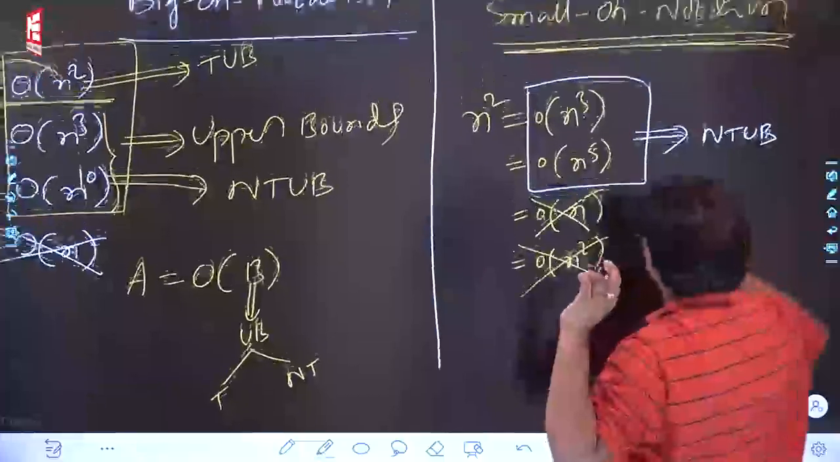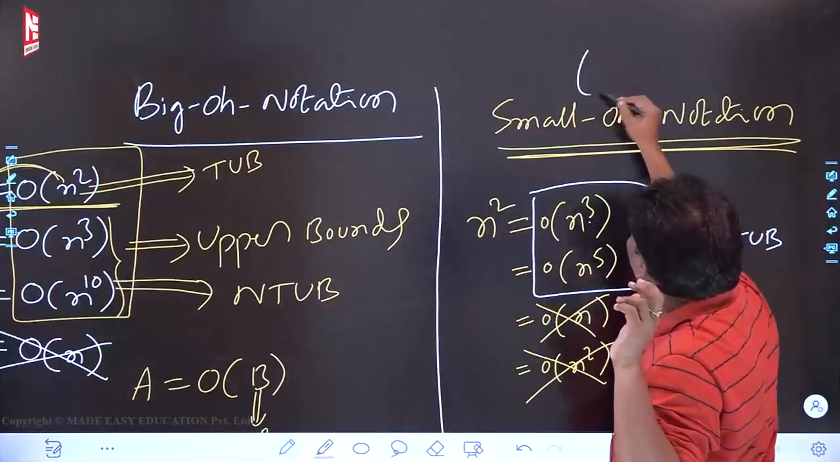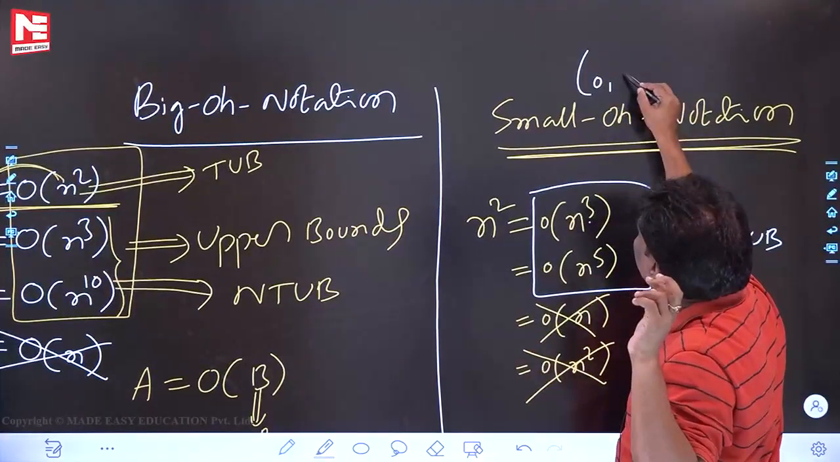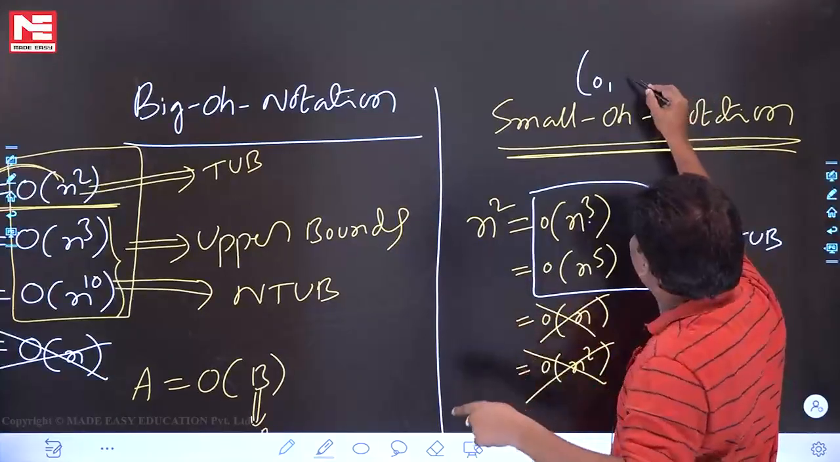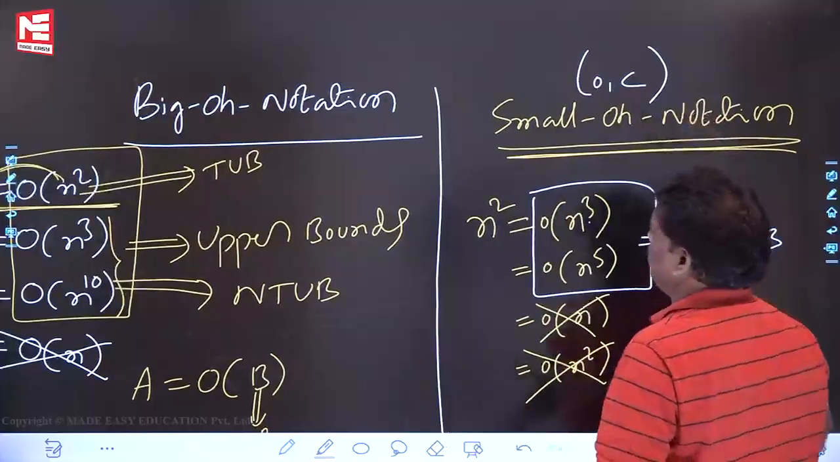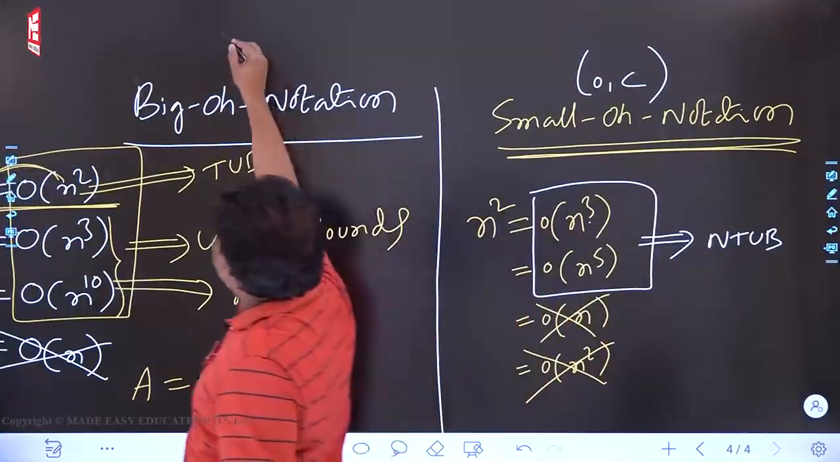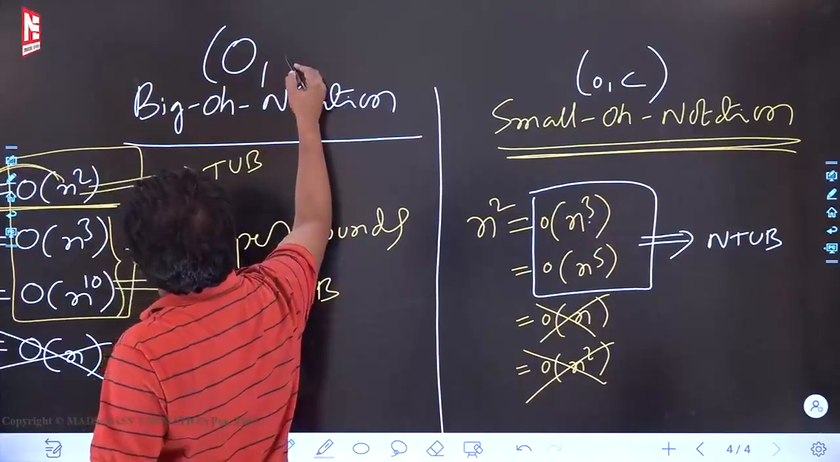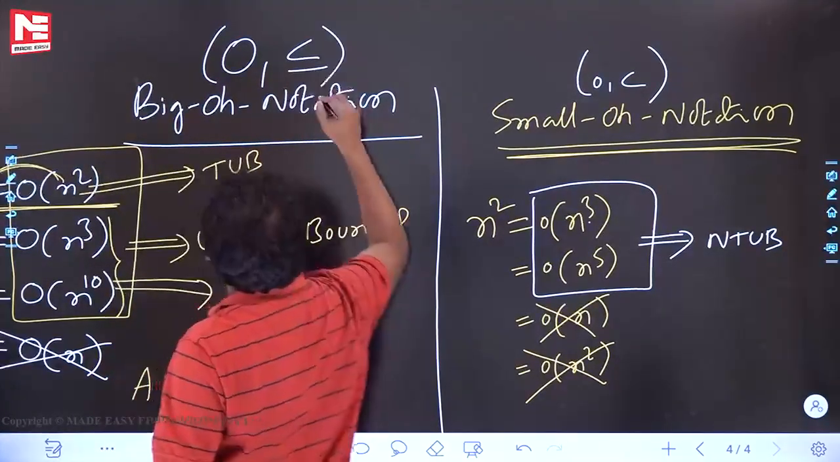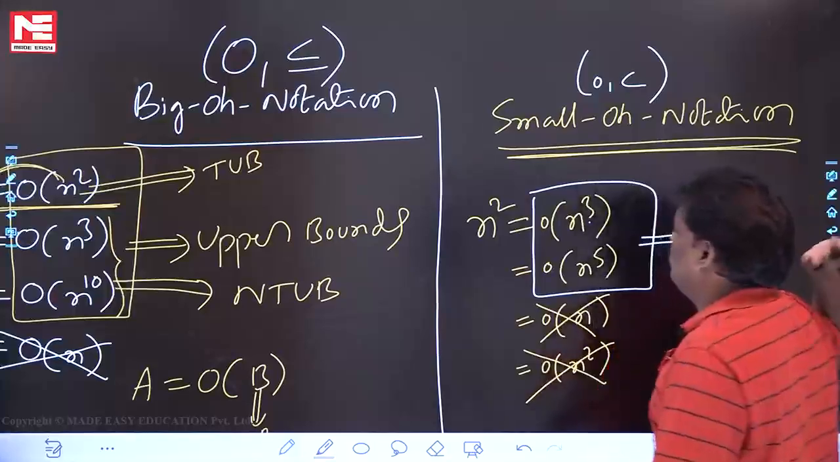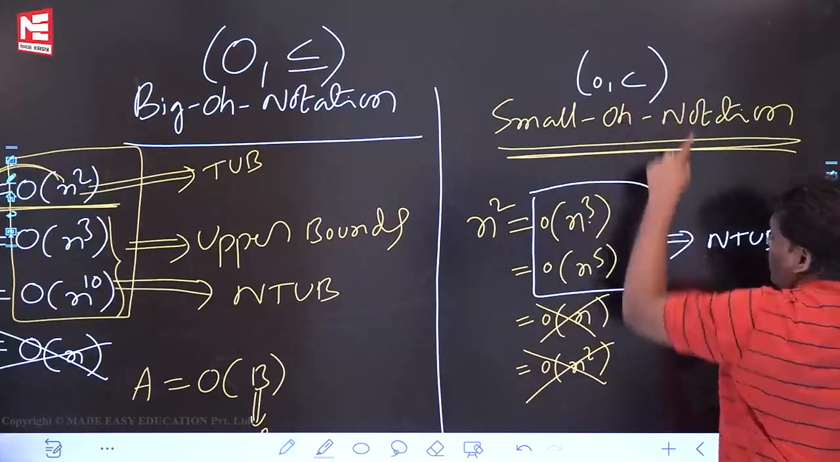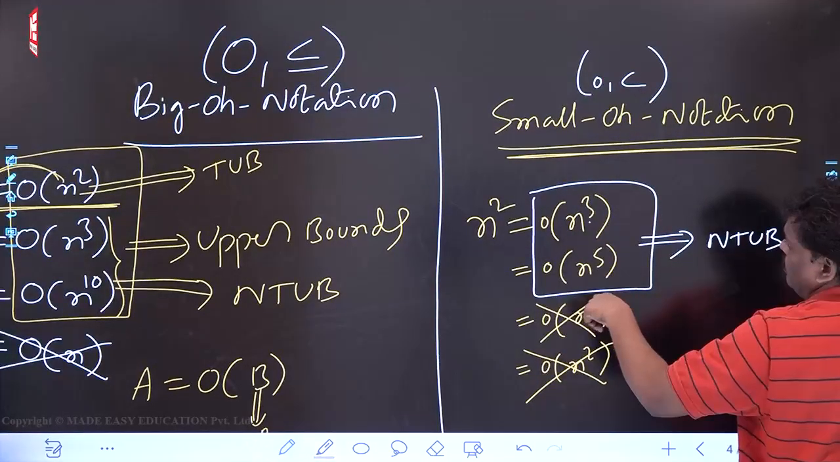Can you help me now? Small O notation. What is the symbol? Small O. What is the operator? Previously less than or equal to, now only less than. Big O notation. What is the symbol? Big O. What is the operator? Less than or equal to. But here only less than, because of that equal is missing. Equal things are not there.